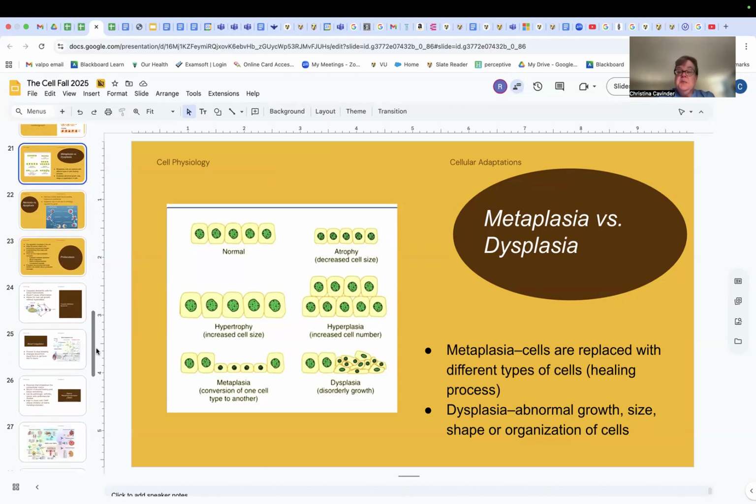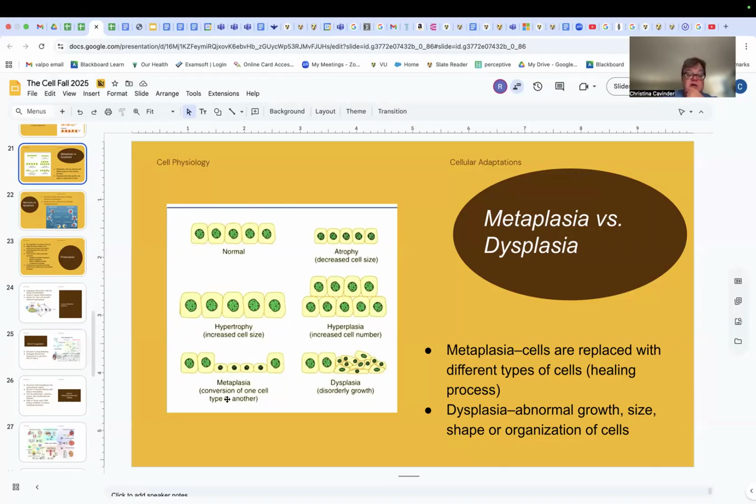Metaplasia versus dysplasia. There's another good picture for that. So for metaplasia, the cells are replaced with different types of cells. So this can be in a healing process. So if you have an injury to your skin, the cells will come back and they'll replace it, but they're not the same kind of skin cells as maybe that were there before. So they can't grow hair. They may not have sweat glands, but it looks like skin, but it's not the same as the previous skin. It acts a little differently.